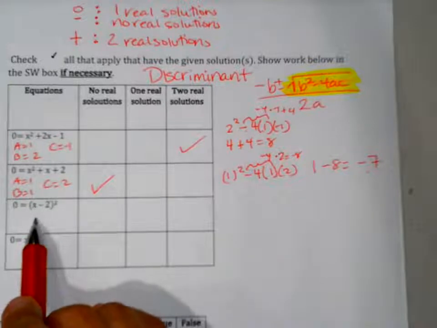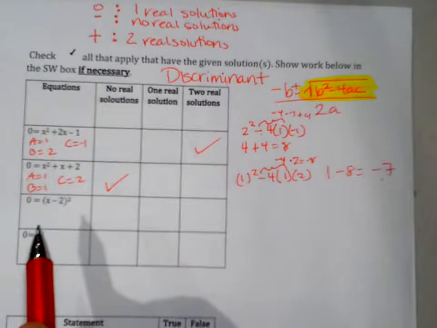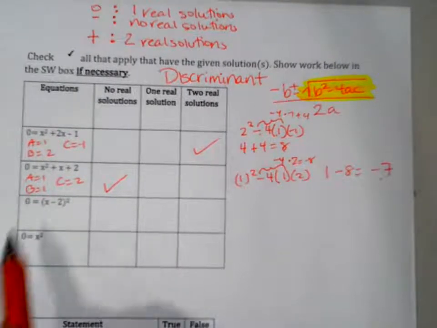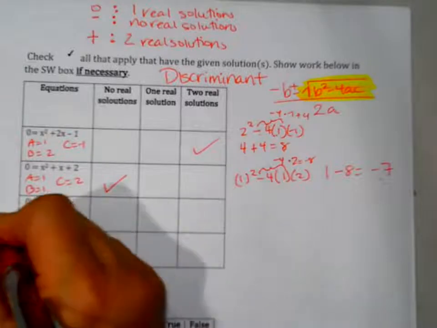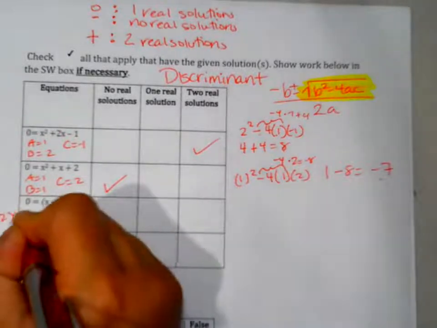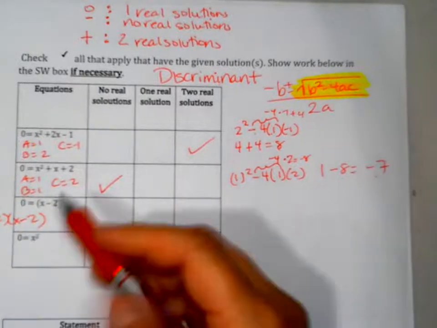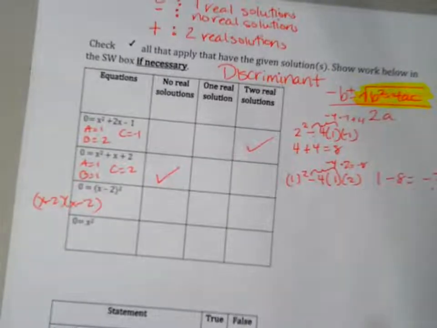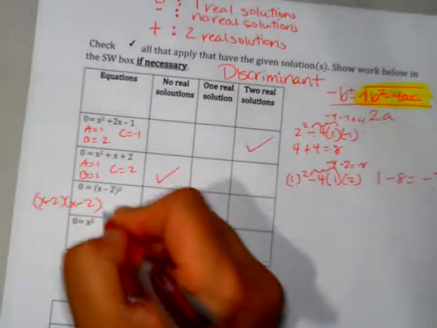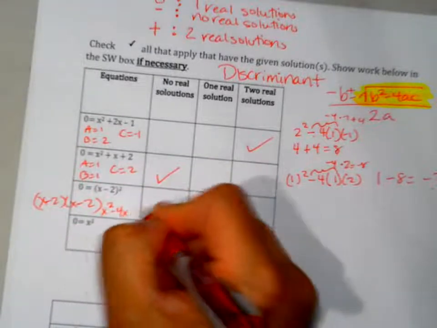This one here is fun. I'm going to show you guys how to do this the long way. If you can figure it out the short way, then good for you, but I can show you guys how to do this the long way. This is x minus 2, x minus 2. So we have x minus 2, x minus 2. You can FOIL that out, and you're going to get x squared minus 4x plus 4.